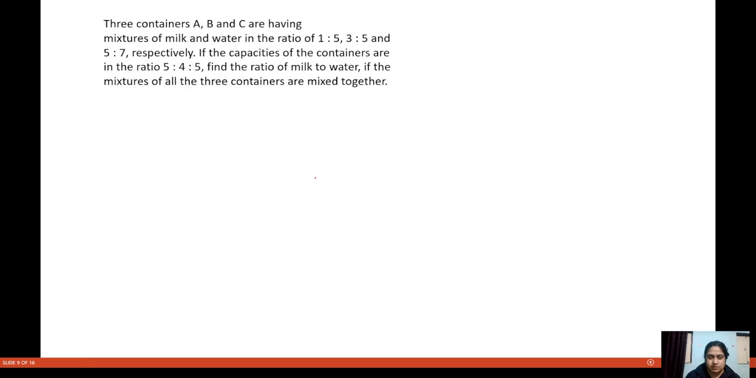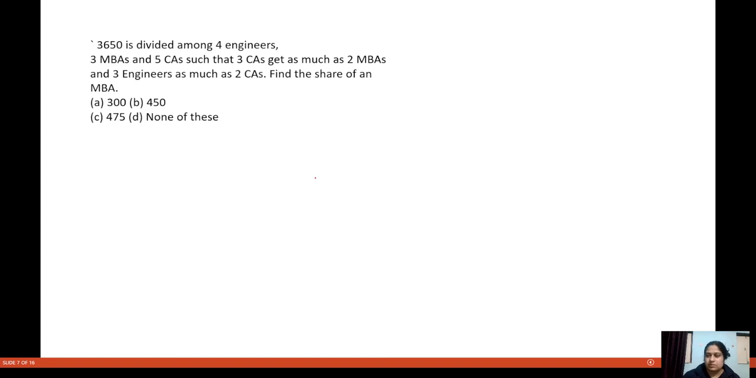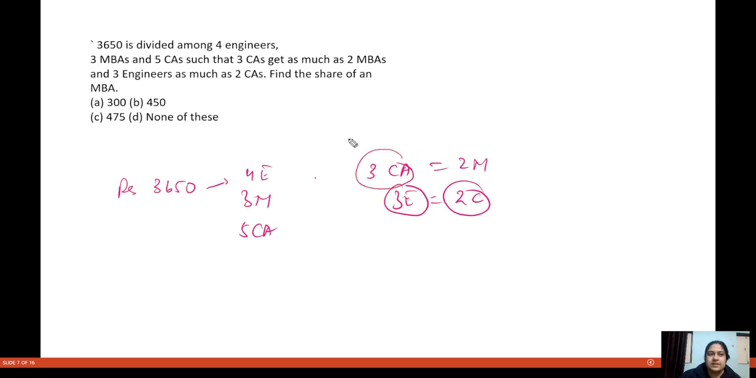Okay, look at this question. It is saying rupees 3650 is divided among 4 engineers, 3 MBAs, and 5 CAs, such that 3 CAs get as much as 2 MBAs, and 3 engineers get as much as 2 CAs. Find the share of an MBA. So basically, 4E plus 3M plus 5C is equal to 3650. And it is saying 3 CAs earn equal to 2 MBAs. Similarly, 2 CAs earn equal to 3 engineers.